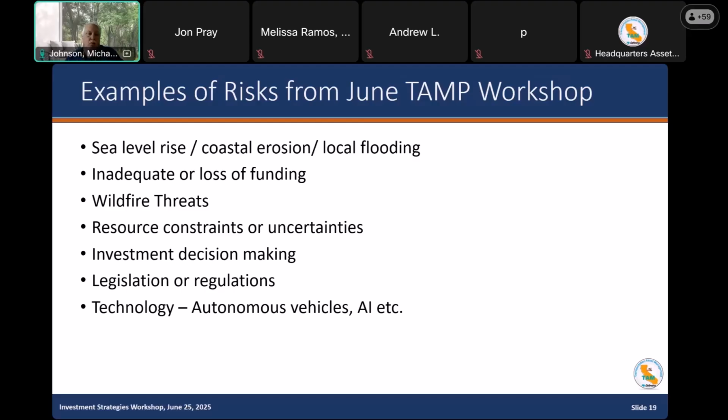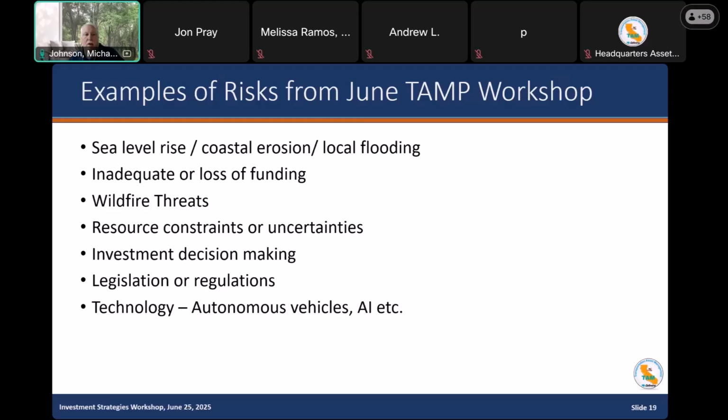Then there were a number of things identified that I just called investment decision making. Do we invest in this or that? How much are we putting into safety versus preservation versus system expansion versus risk mitigation? All of those things come into play. They're all risks. And certainly legislative or regulatory issues are a concern. And then there may be some opportunities. So risks can be opportunities as well.